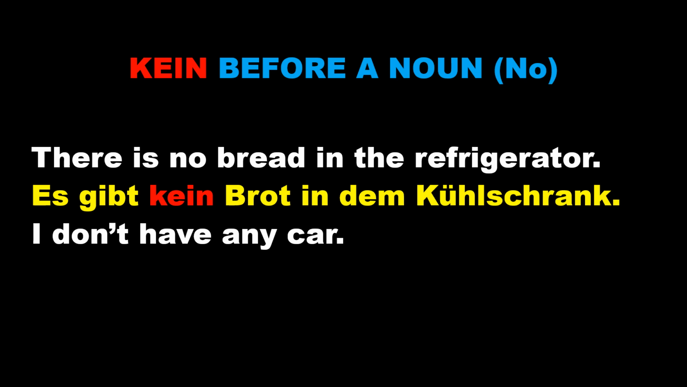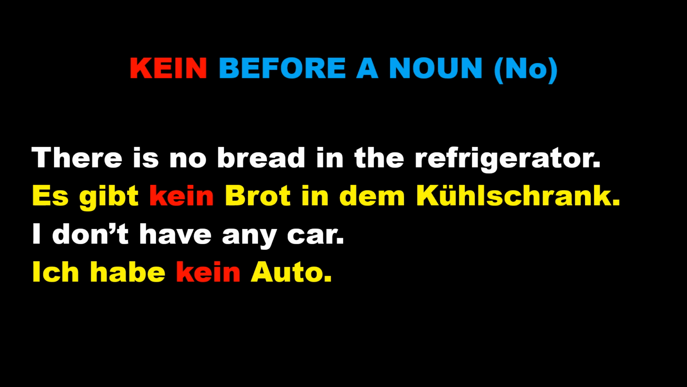I don't have any car. Ich habe kein Auto. I do not have any car. Simple. Now, one thing you need to remember here is the ending. Auto is neutrum, neuter gender. That is why we do not have any ending over here. But if there is a feminine noun, then you need to have the ending E with the word kein. So here both these words, Brot and Auto, are neuter gender. That is why we do not have any ending here.